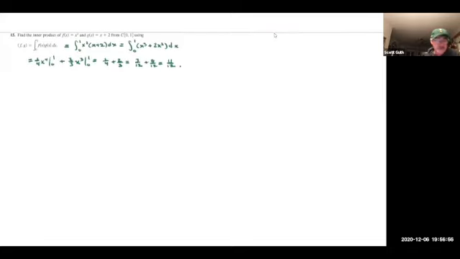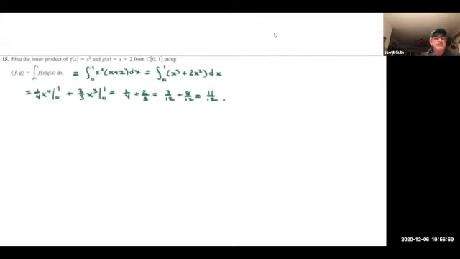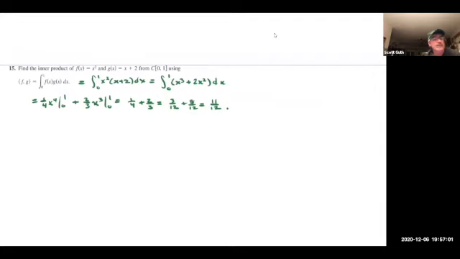Okay, now number 15. This one asks for a very simple thing, just to evaluate an inner product. So the inner product of x squared and x plus 2 on the interval from 0 to 1, you just multiply the two functions and integrate, which I did, and I got 11/12. If anybody were to ask me a follow-up question, it might be, are these functions orthogonal on this interval? And I would say no, because the inner product is not 0. Okay, can't think of anything else to say about that one.